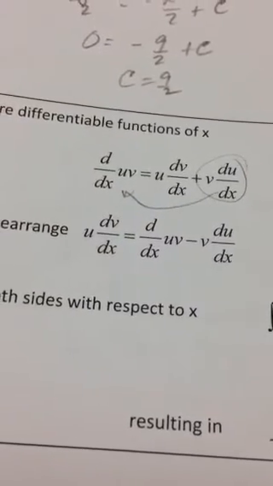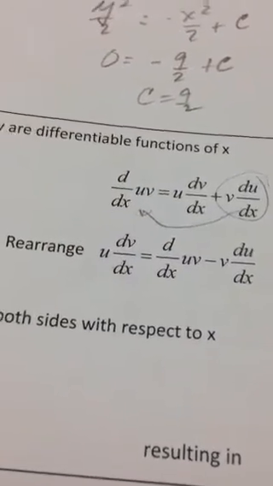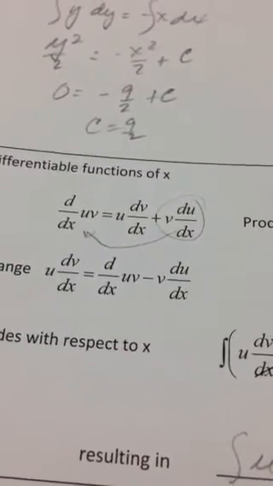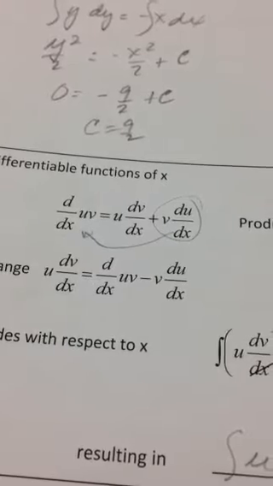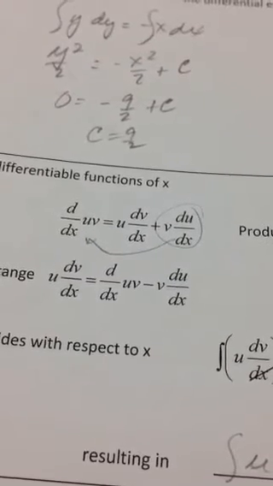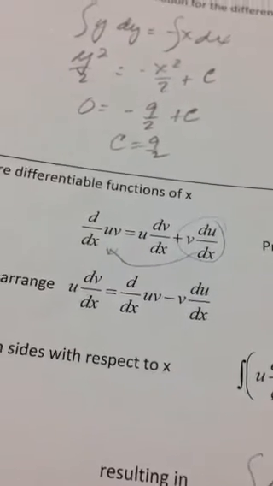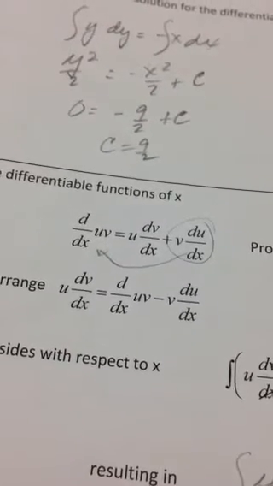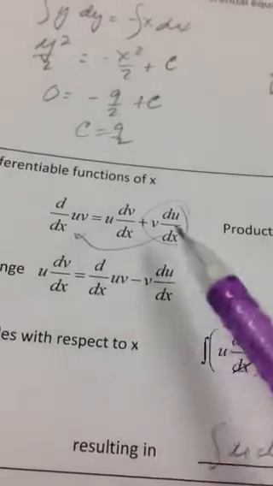We're going to talk about the procedure of integration by parts today. You can see that this process is derived from the product rule. I have two functions, u and v, that are both differentiable functions of x, and I'm going to take the derivative with respect to x. I have the first times the derivative of the second, plus the second times the derivative of the first.